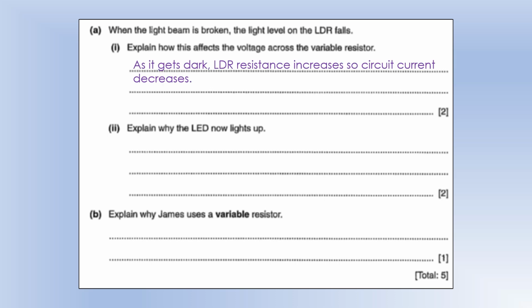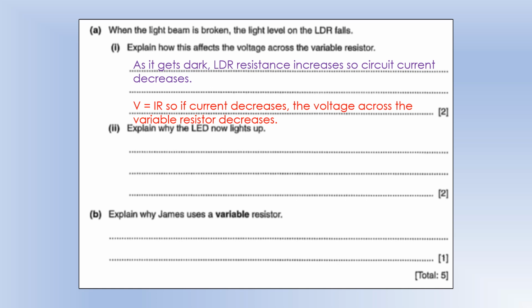So when it gets dark, LDR resistance increases, so circuit current decreases. And then using V equals IR, if current decreases, the voltage across the variable resistor decreases as well. Or we could use a potential divider argument here that would work equally well.